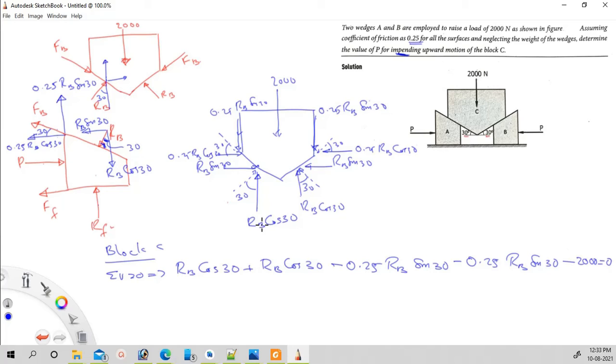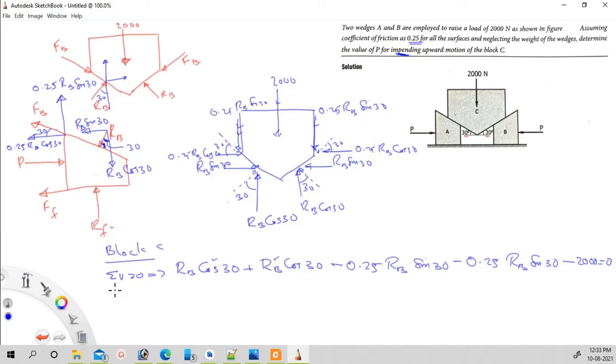Is it okay? RB cos 30 acting upwards taken as positive. Then 0.25 RB sin 30, this one acting downwards. Then the other one here also acting downwards. Then again minus 2000 equal to 0.